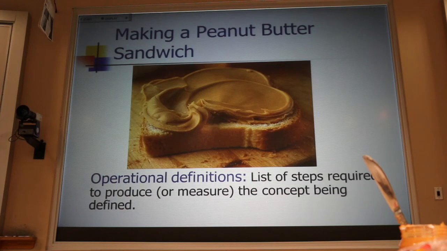Okay? Now we're going to use operational definitions to build up the physics of kinematics. But not today. We've run out of time.